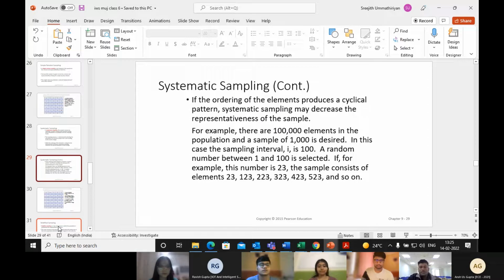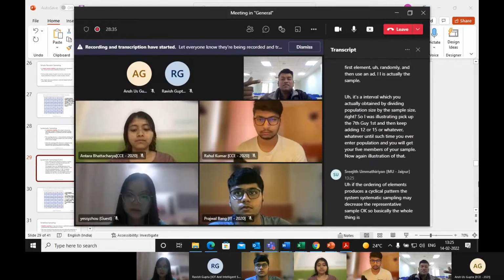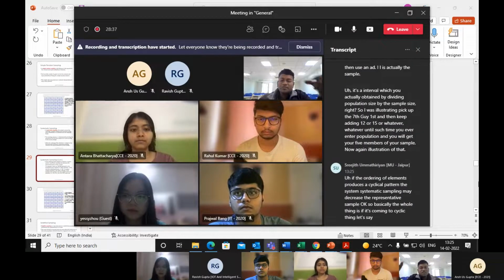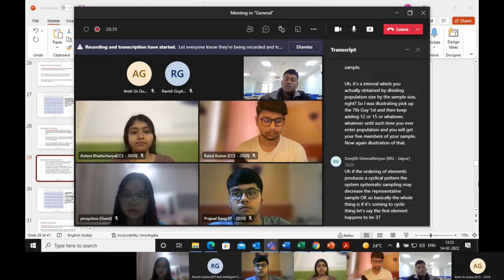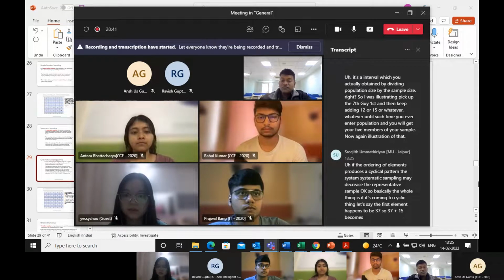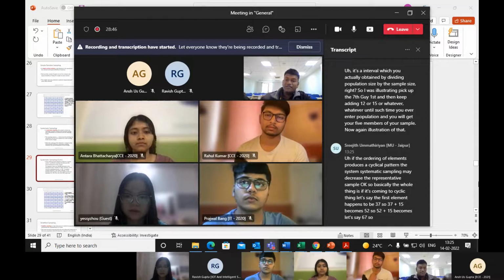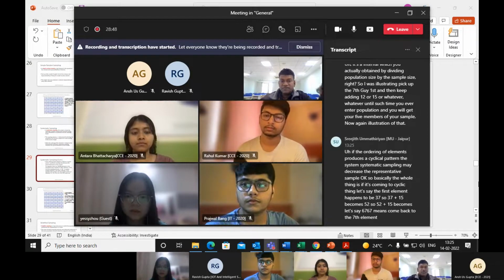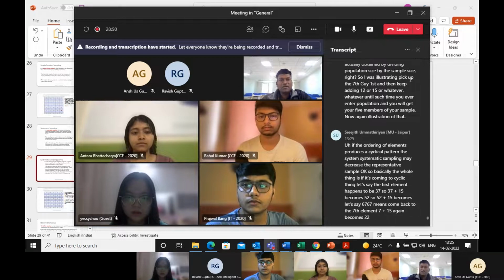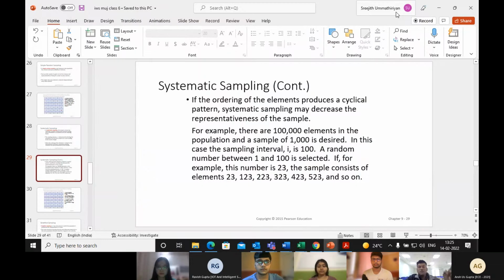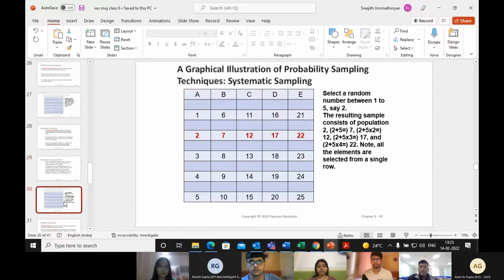Now again, an illustration of that. If the ordering of elements produces a cyclical pattern, the systematic sampling may decrease the representativeness of the sample. Basically, let's say the first element happens to be 37, so 37 plus 15 becomes 52. So 52 plus 15 becomes, let's say, 67. So 67 means come back to the 7th element. 7 plus 15 again becomes 22. So if it becomes cyclical, you come back to the starting point. That's what it means.